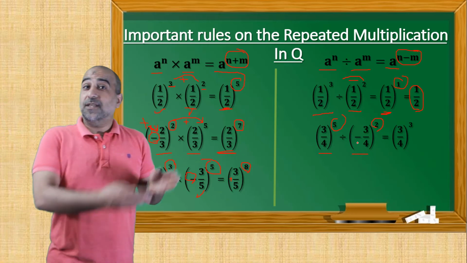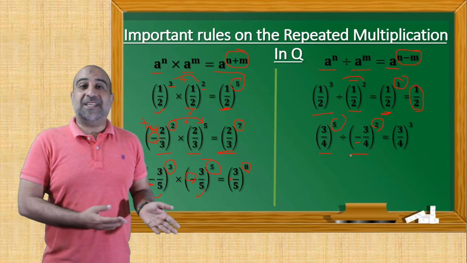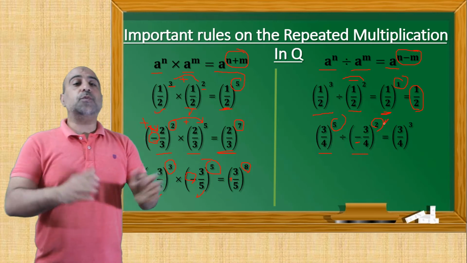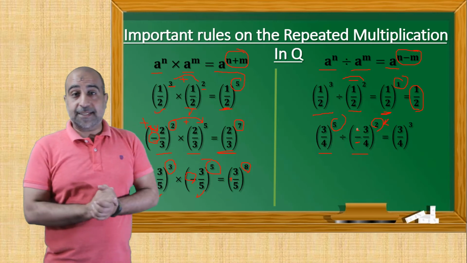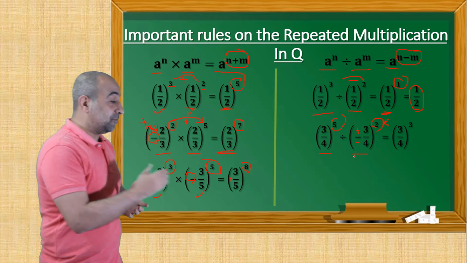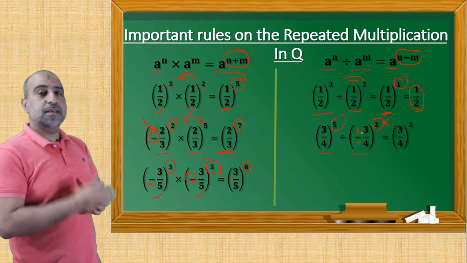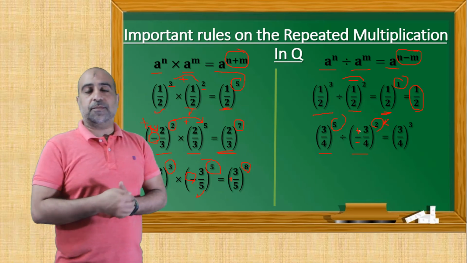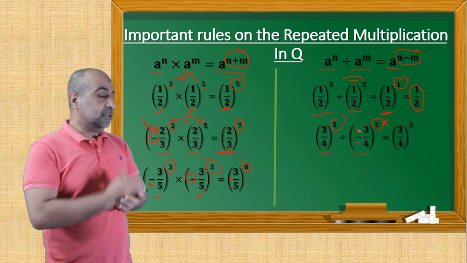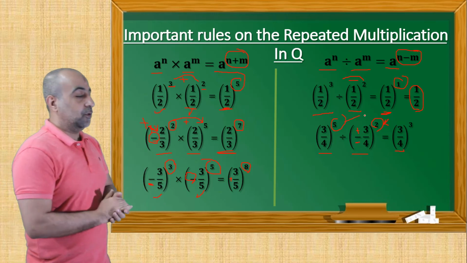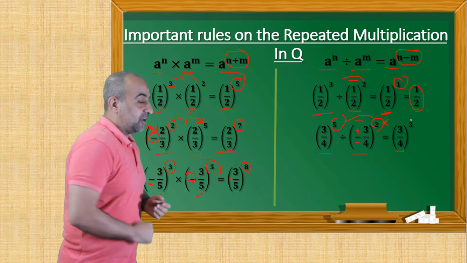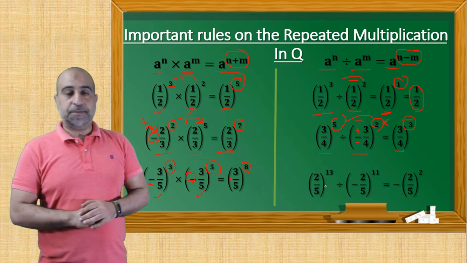Another example, 3 over 4 to the power of 5 divided by negative 3 over 4 to the power of 2. The negative number is a problem, so we have to get rid of it. It will be deleted because the power is 2, an even number. Then the result will be 3 over 4 all to the power of 5 minus 2, equal to 3.